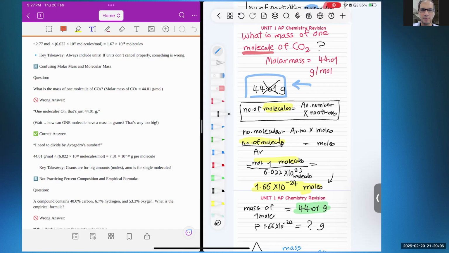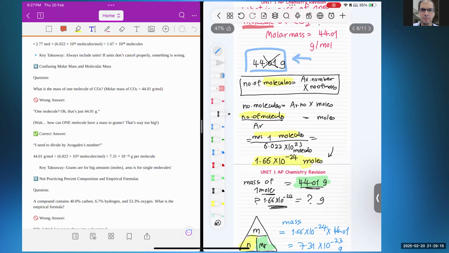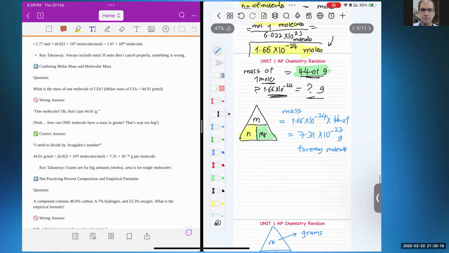The mass of one mole equal to what? If the mass of one mole is 44.01, then what is the mass of this number of moles that we just found? You can find it by mass. Or use our favorite triangle. The mass is equal to the number of moles multiplied by molar mass. So did you get the number of moles? Yes, we just did. And what is the molar mass? 44.01. Multiply this together, you get the answer.